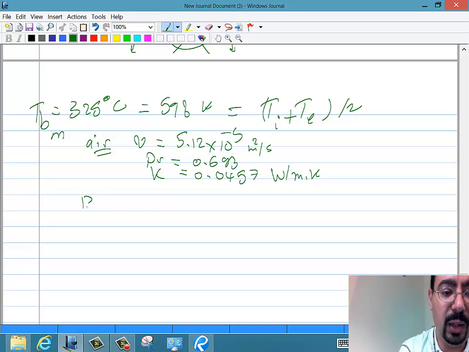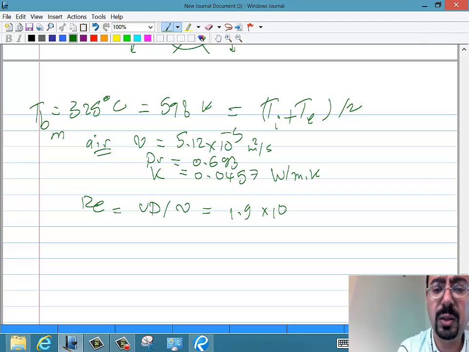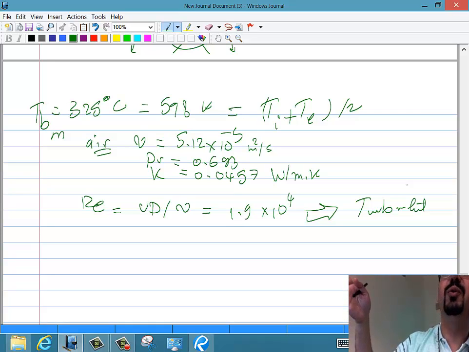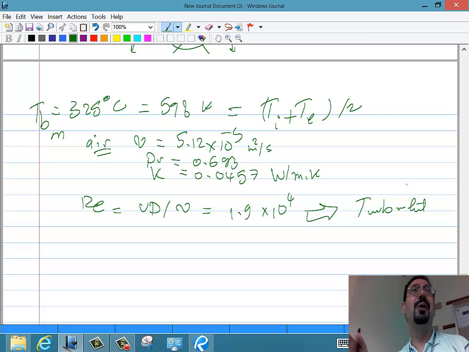And therefore now we can calculate the Reynolds number, and so the Reynolds number is V d over nu, so that's 1.9 times 10 to the power 4, which makes it laminar or turbulent. That's 19,000, turbulent, because the laminar finishes at 2,300 and turbulent starts at 10,000 officially. 10,000 in that textbook, turbulent starts at 10,000. Right, so that's 19,000. We are turbulent.